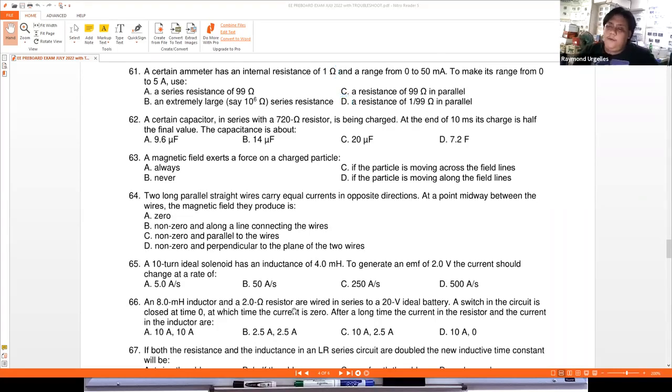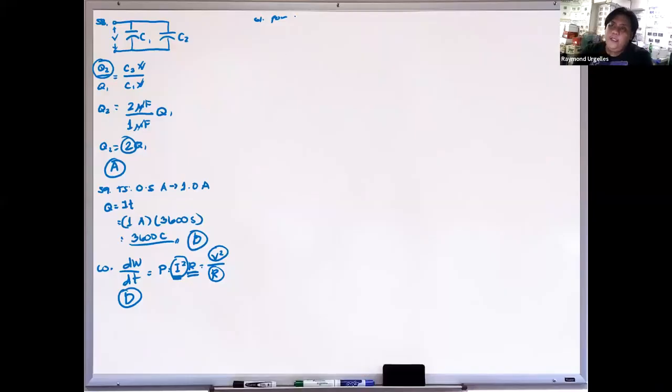So meron naman tayong direct formula, di ba? From your discussions sa DC circuits part 3. So again, for ammeter, the multiplier for an ammeter is given by the internal resistance divided by the shunt resistance plus 1. Okay? So therefore, the shunt resistance will be given by the internal resistance divided by the multiplier minus 1. So again, the internal resistance is 1 ohm.